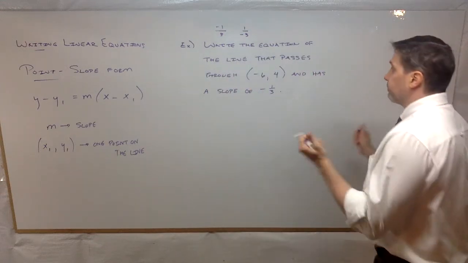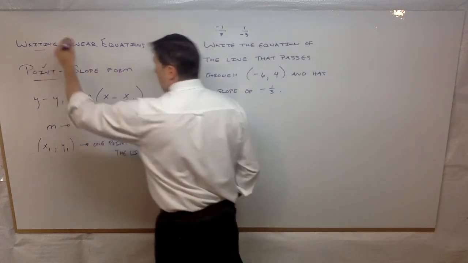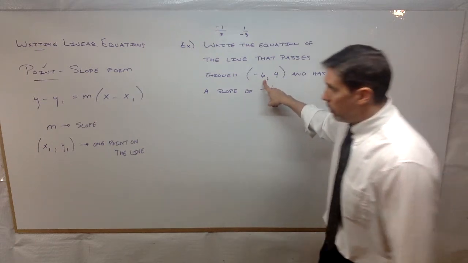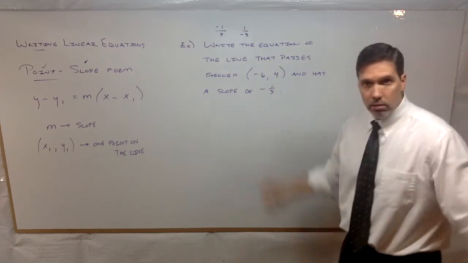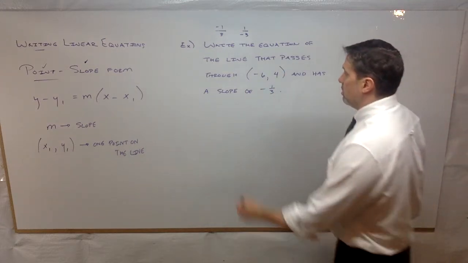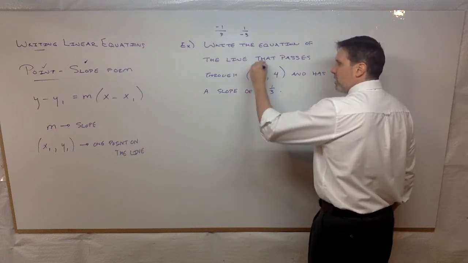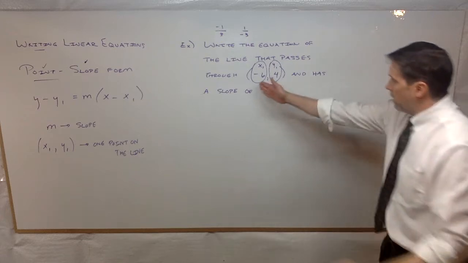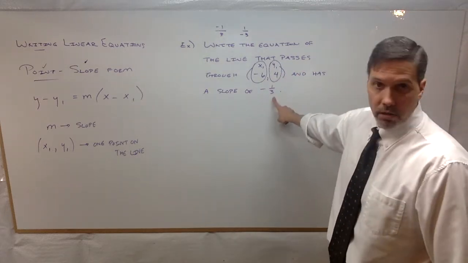Well, as long as you have the two qualifiers, do you have a point the line passes through? Sure do, -6, 4. Do you have the slope of the line? Absolutely I do. Well, then you're in business. It's very easy. This right here represents your x1, -6. This right here is your y1. It's your x and y coordinate of the point of that line. And this is your m, of course.